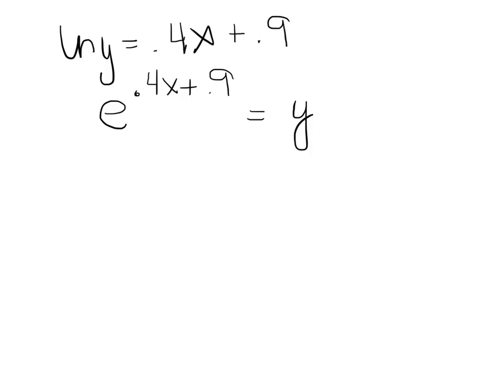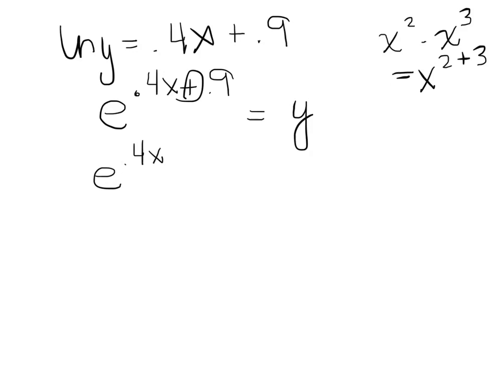I'll remind you, x squared times x cubed is equal to x to the 2 plus 3. So that's what we've got right here. We've got a plus in our exponent. So I'm going to call this e to the 0.4x times e to the 0.9 is equal to y. Take a minute, make sure you understand that. That's a really key feature right there that's really nice, working on these rules of exponents.